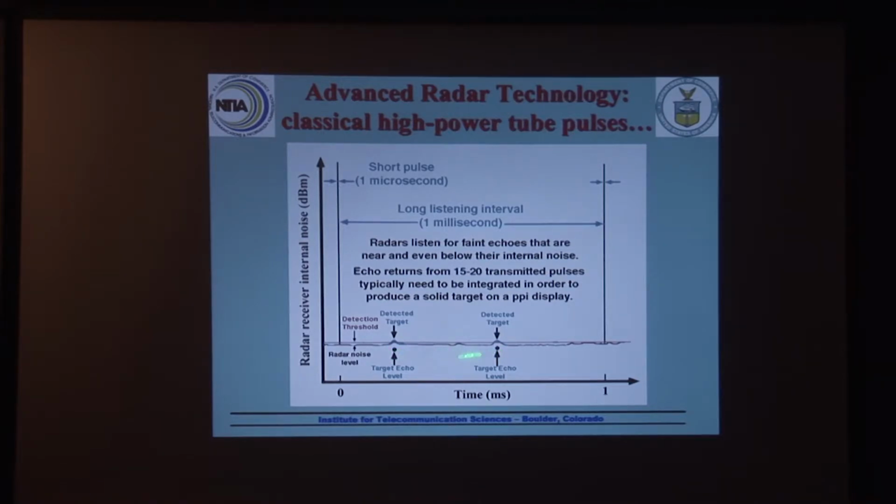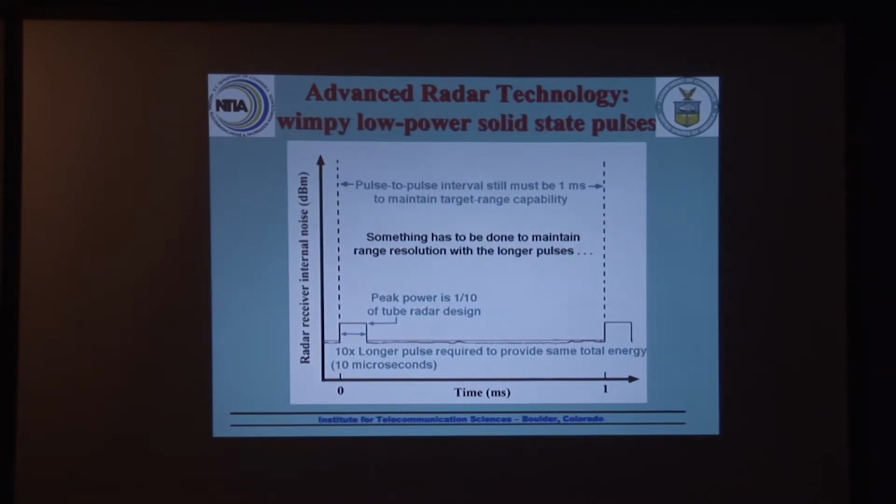The echoes that come back into the radar receiver between the transmitted pulses are typically at levels that are actually below the radar's noise level, but when we integrate 15 or 20 echo returns from 15 to 20 separate transmitted pulses, we can basically integrate a target up to a high enough level to actually be able to declare it as a target on a plan position indicator, classic radar display. So radars are always fighting against their internal noise.